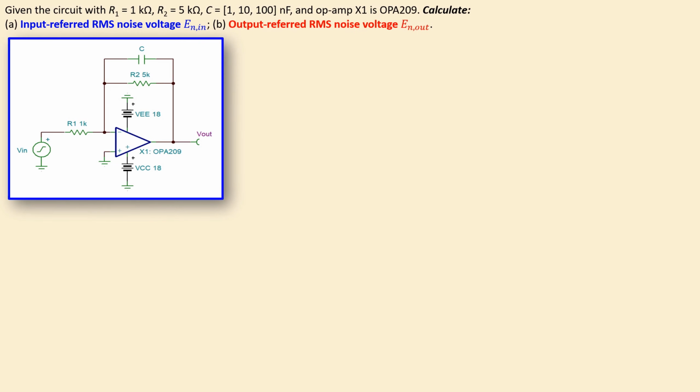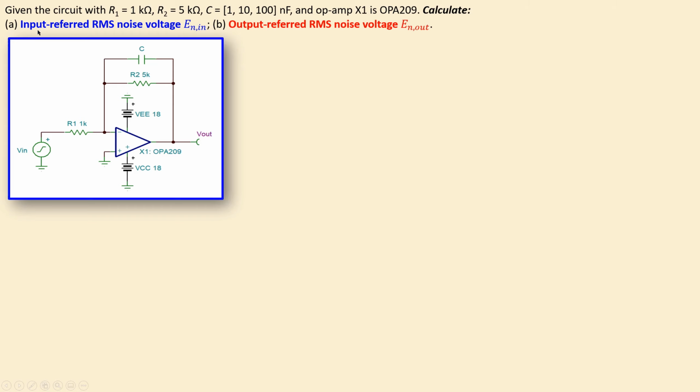We have the following circuit given, which is an inverting amplifier which has a feedback capacitor. The input resistance is R1, which is 1 kilo ohms, and the feedback resistance, R2, is 5 kilo ohms, and the capacitor in the feedback has 3 values, and we will do that for 3 cases, so 1, 10, and 100 nanofarads. The op-amp here is OPA209.